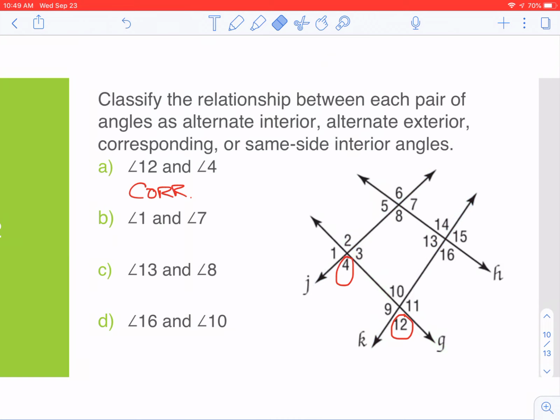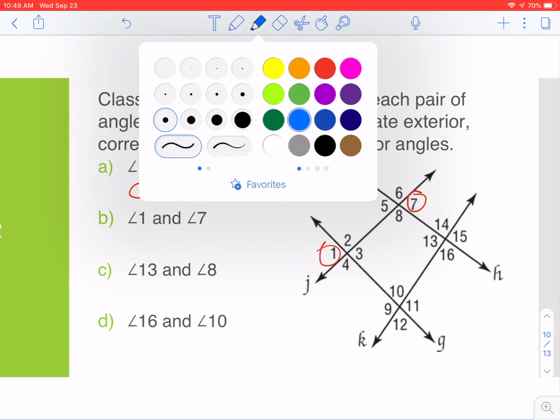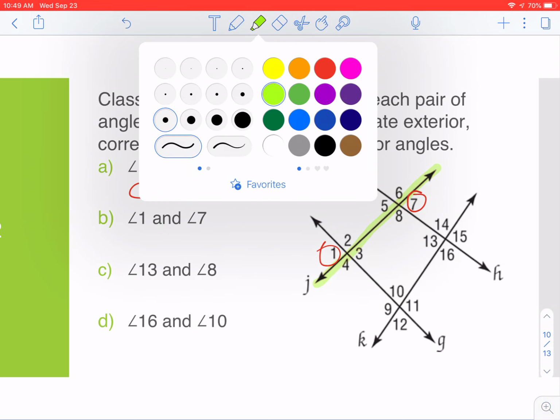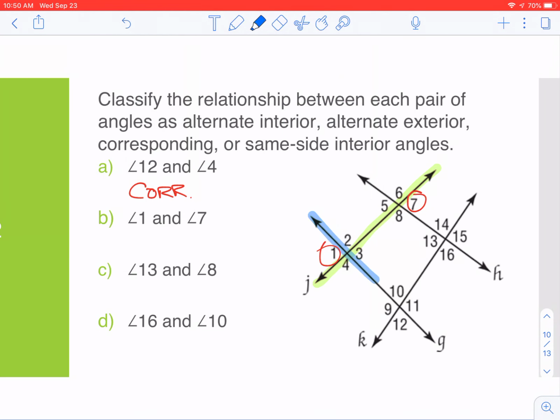Okay, let's go to 1 and 7. All right, I'm going to erase everything. Angle 1 and angle 7. Well, what line do they touch? They both touch this transversal, and then my other lines are here. We have nothing to do with line K. So I look at them, they are both exterior, they're both outside the blue lines, and they're alternating. So we know that as alternate exterior.